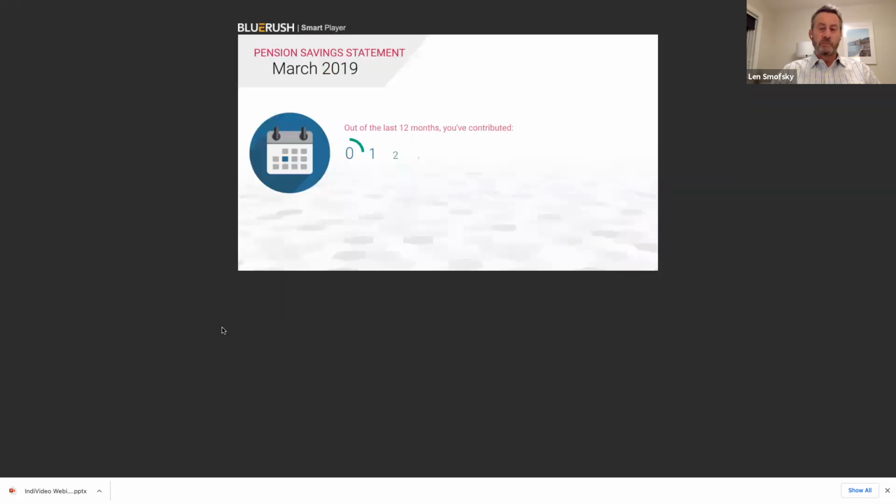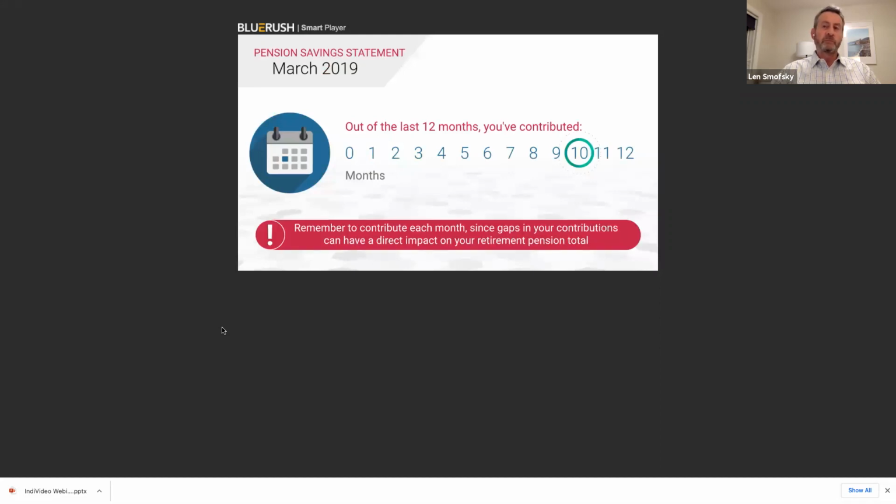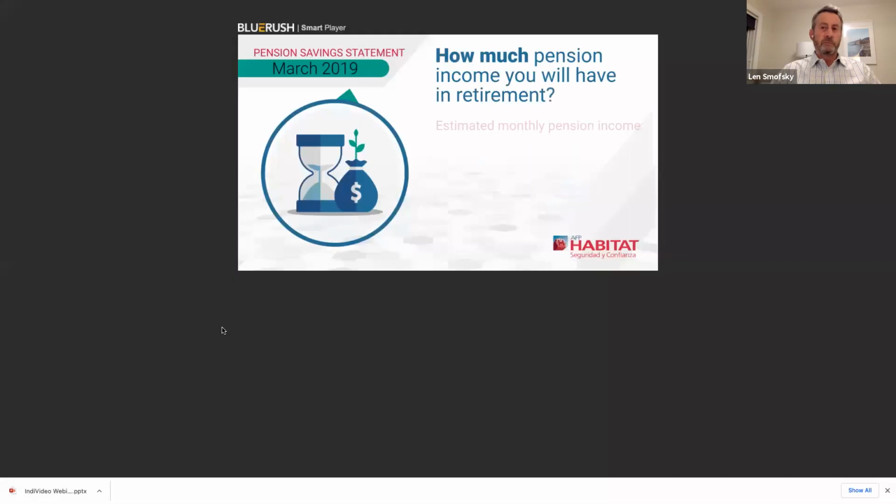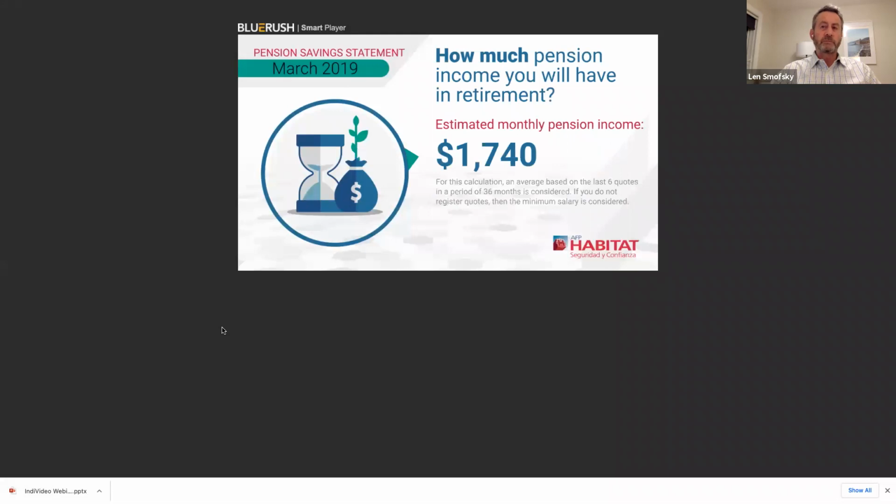Out of the last 12 months, you've contributed 10 months to your voluntary savings account. Remember to contribute each month, since gaps in your contributions in 2019. This is the amount we estimate you'll receive in monthly pension income.